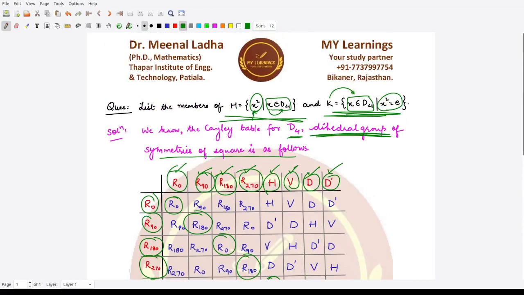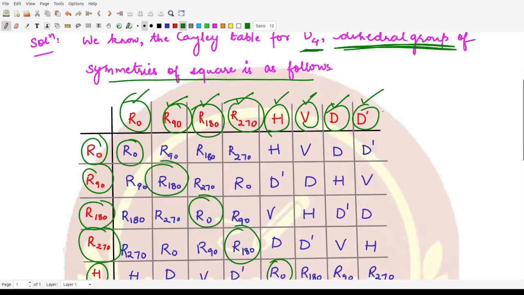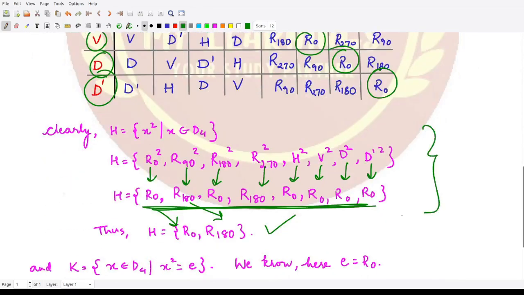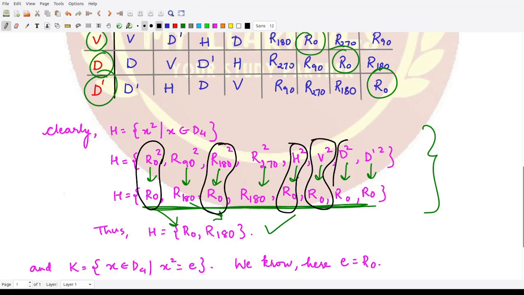Now in the set K, what we need to determine? We need to determine those elements of D4 such that their square becomes identity. So this part could be very easily accessed from this H part. Why? Because here you see we have obtained many elements whose square becomes identity. Can you list them all? Yes, you know R0 square is R0, right? R180 square is R0, then H square is R0, then V square is R0, because R0 here is the identity. D square is R0 and D dash square is R0.